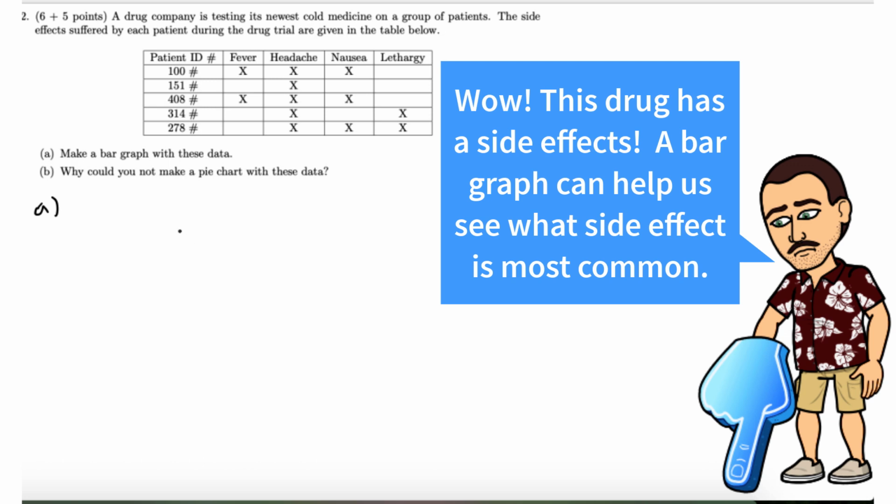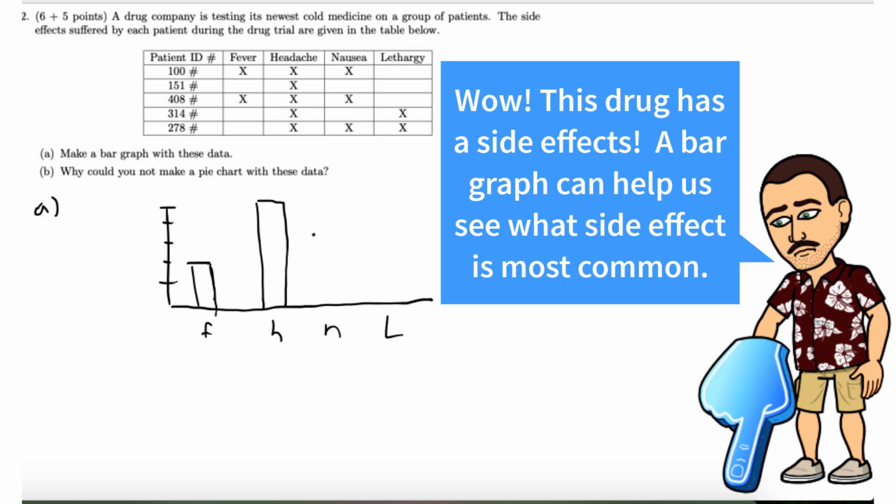So for part A, we want to make a bar graph with these data. We could have the horizontal axis represent each of the side effects. So F, H, N, and L. So for fever, headache, nausea, and lethargy. Notice there's 2 patients that had a fever. So the height of that bar is 2. 5 had a headache. So the H bar will be 5. The N bar will be 3, and the L bar will be 2.